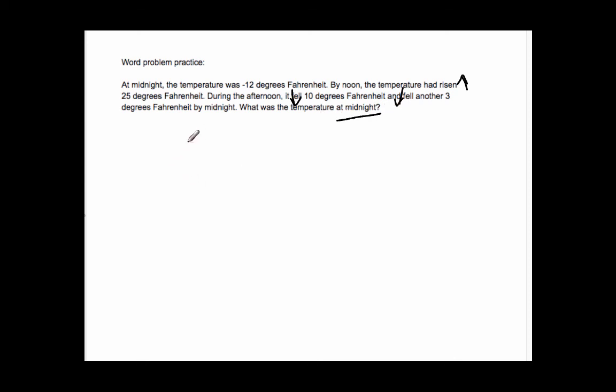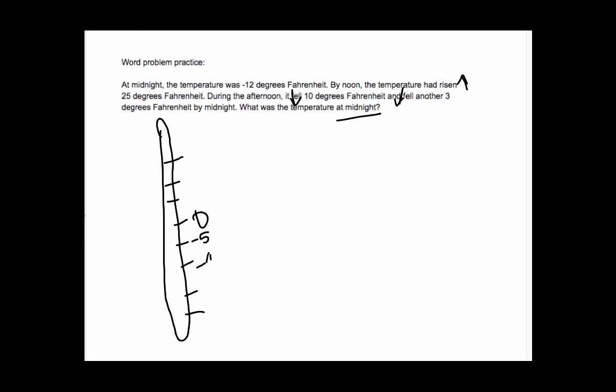So if you wanted to, you could draw a picture. Okay, here's my cute little thermometer. Let's see, we could make this 0. So what does it say? At midnight, the temperature was negative 12 degrees Fahrenheit. So I'm going to say this is 5, 10, 15, negative 20, 5, 10, 15. So these are negative 5, negative 10, negative 15. So I started at negative 12.